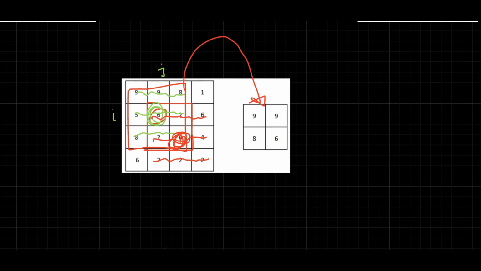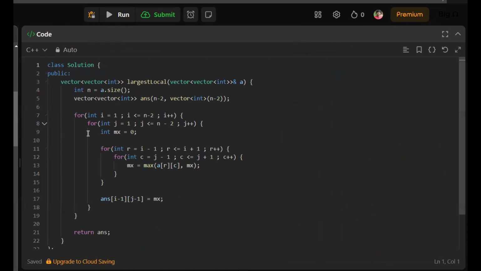Now let's move on to the code. In this problem, the code is pretty simple. At first, we are given a function named largestLocal, which has a two-dimensional vector as a parameter. Now, we are taking an answer vector with dimension n minus 2 by n minus 2. Now, we are running the loop excluding the boundary elements.